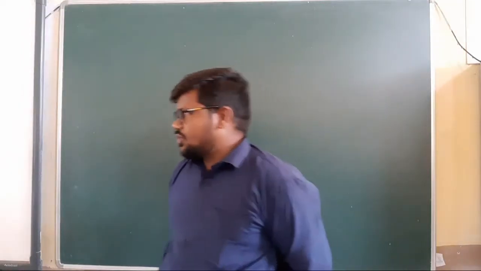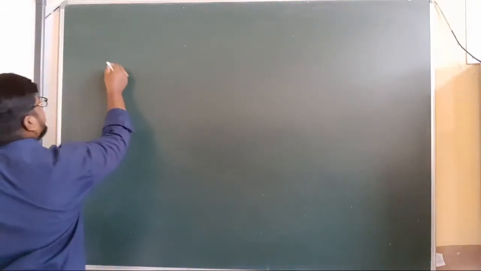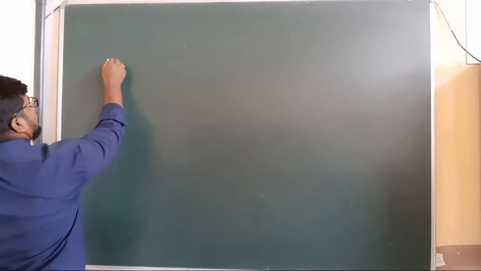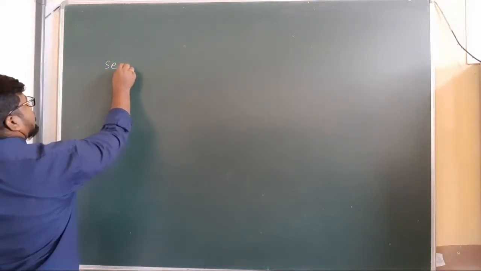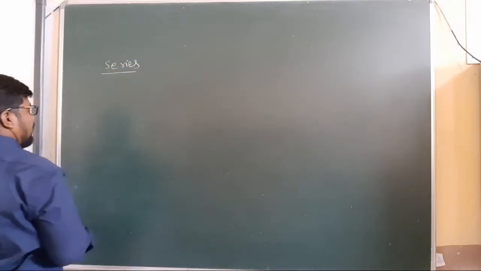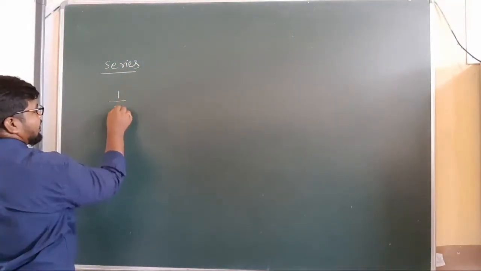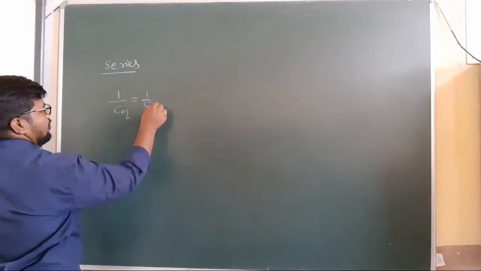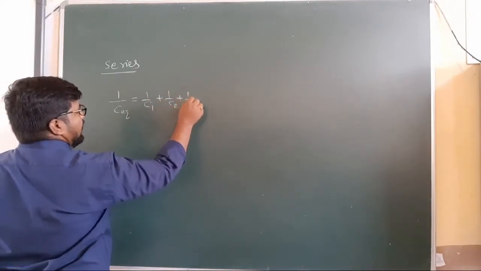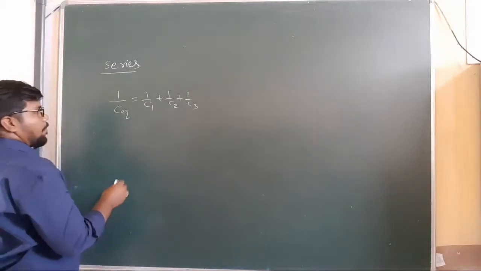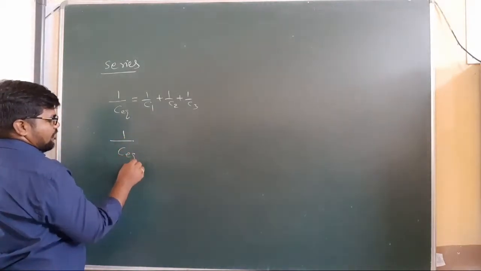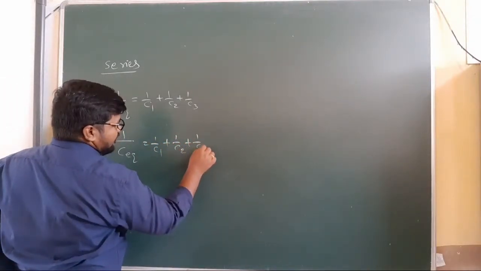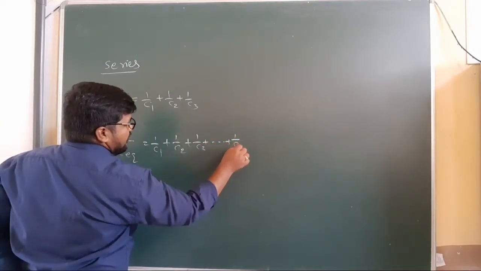In the previous video I explained capacitors arranged in series. The final expression for capacitors in series is 1 by C effective, or equivalent, is equal to 1 by C1 plus 1 by C2 plus 1 by C3. If we take a number of capacitors, 1 by C equivalent is equal to 1 by C1 plus 1 by C2 plus 1 by C3 and so on, plus 1 by Cn.